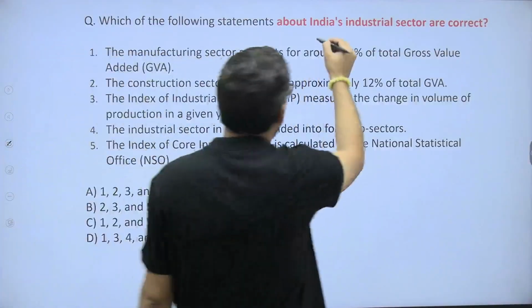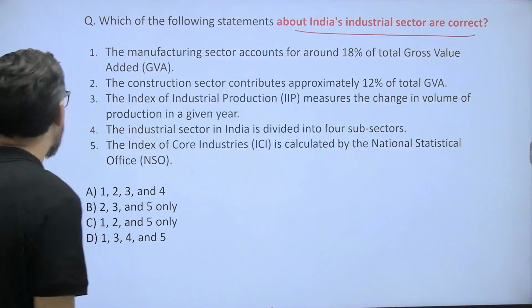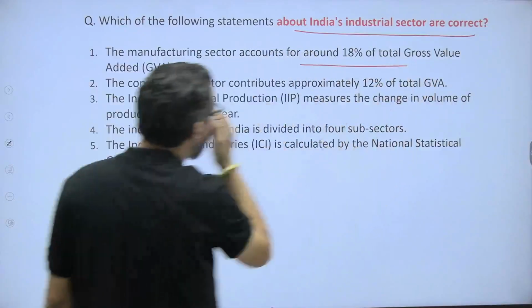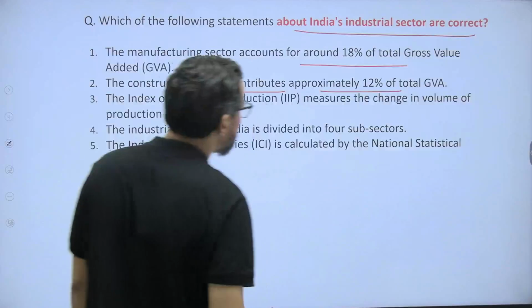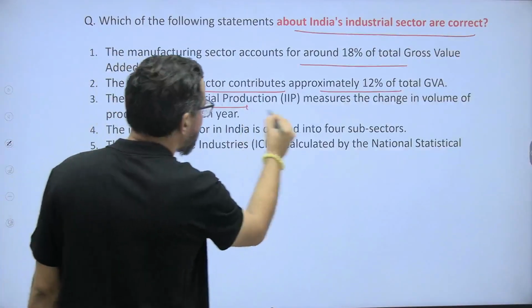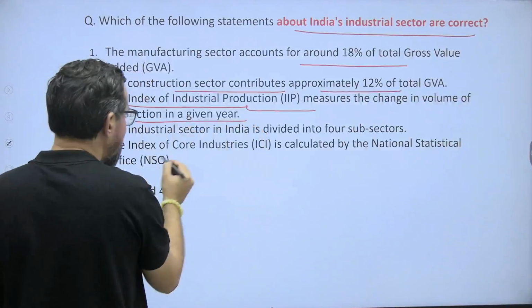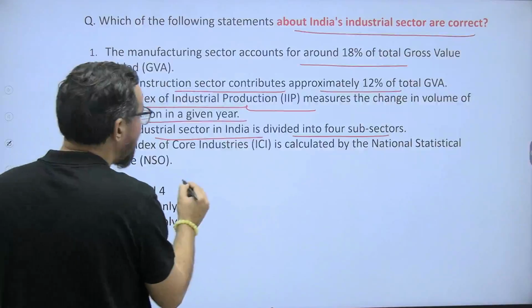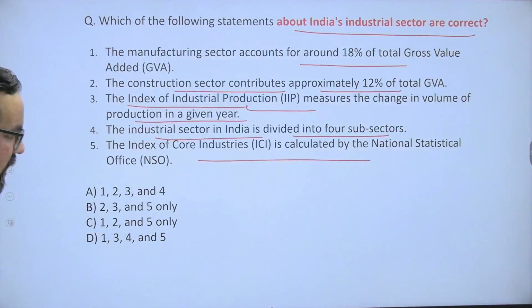Which of the following statements about India's industrial sector are correct? The manufacturing sector accounts for 18% of the GVA. The construction sector contributes approximately 12%. The Index of Industrial Production measures the change in volume of production over a given year. The industrial sector in India is divided into 4 subsectors. The Index of Core Industries, ICI, is calculated by the National Statistics Organization.